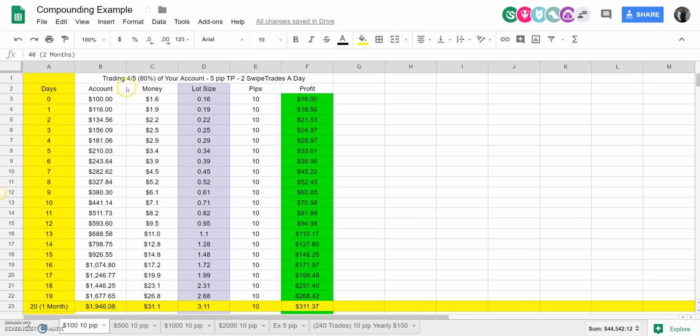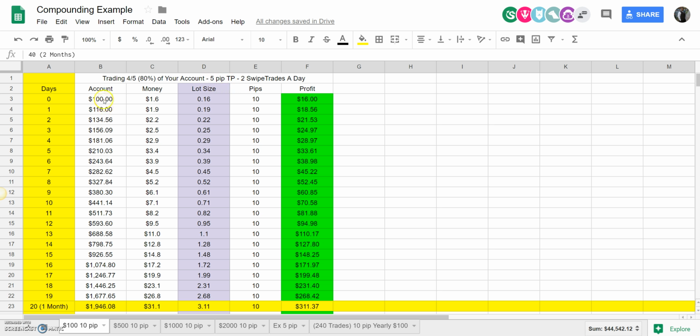So here's what my formula is based on. My formula is based on 80% of your account, it's 4/5, 80% of your account at a 5-pip take profit, based on 2 swipe trades per day. Can you take more than 2 trades per day? Absolutely. You can take as many as you want per day, but you have to take one at a time, and each one will only be at 5 pips, and the chart is based off 2.